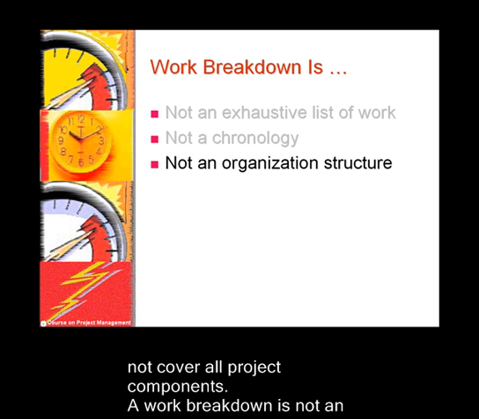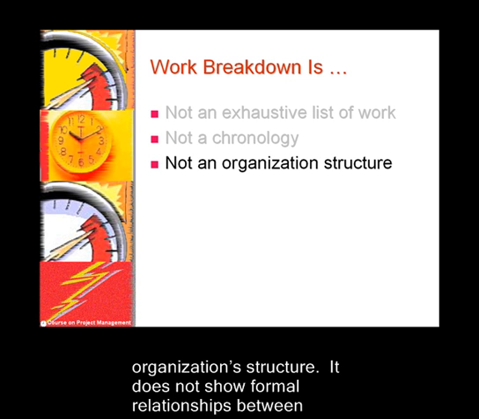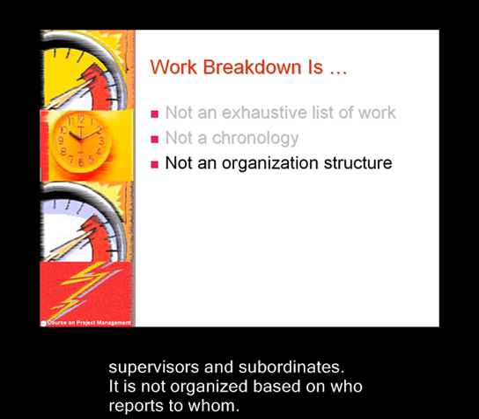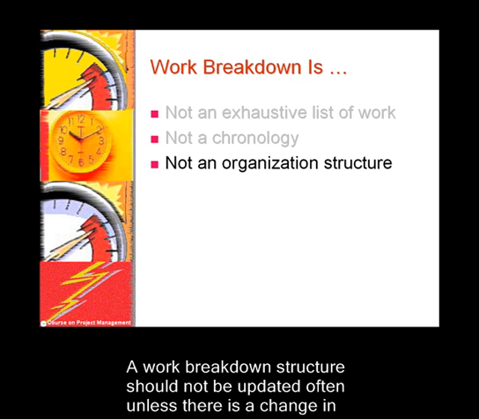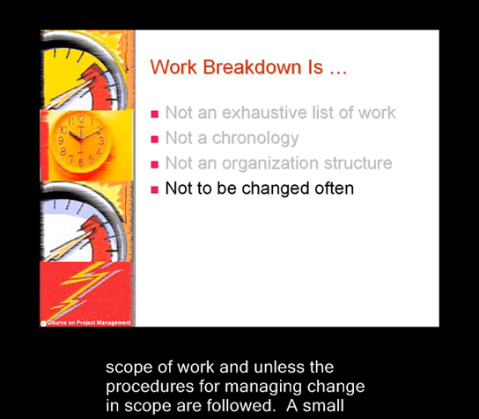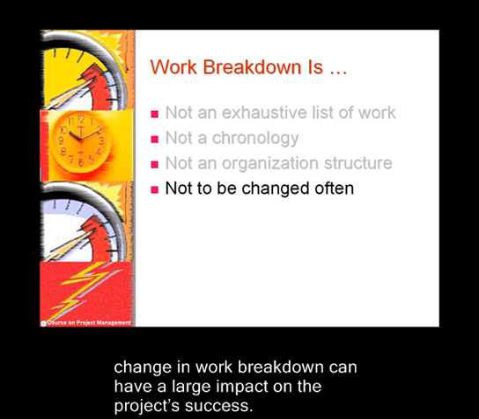A work breakdown structure is not an organization structure. It does not show formal relationships between supervisors and subordinates. It is not organized based on who reports to whom. A work breakdown structure should not be updated often unless there is a change in scope of work and unless the procedures for managing change in scope are followed. A small change in work breakdown can have a large impact on the project's success.